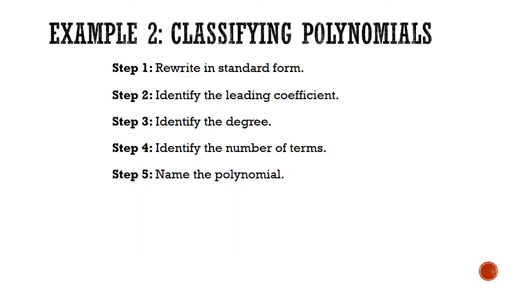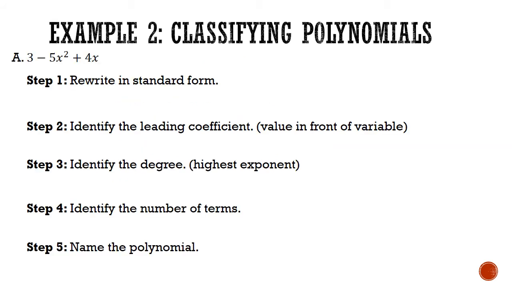So classifying polynomials, step 1, rewrite it in standard form. Step 2, identify the leading coefficient, so the number out front. Step 3, identify the degree. Step 4, identify the number of terms. And then the last step is just naming it.